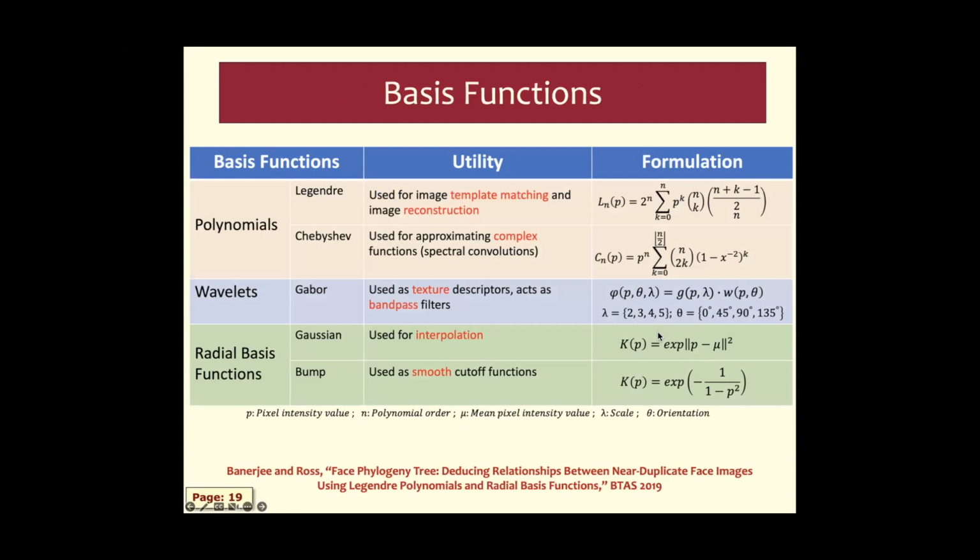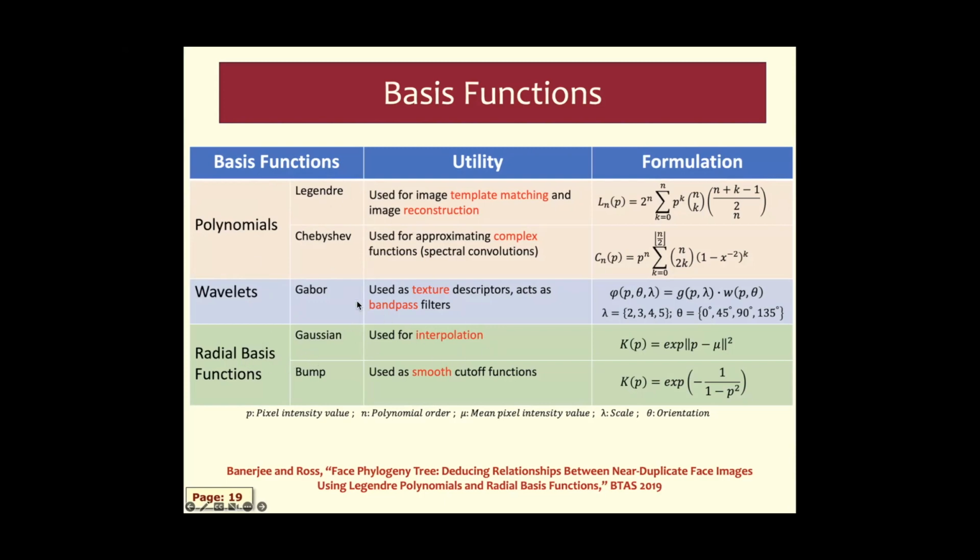So the first question is, what are these generic transformation functions that we're talking about? Well, we considered many different types of basis functions: polynomial functions, wavelet functions, radial basis functions. For example, you can have a Chebyshev polynomial, you can have a Gabor wavelet, you can have a bump RBF, and so on.